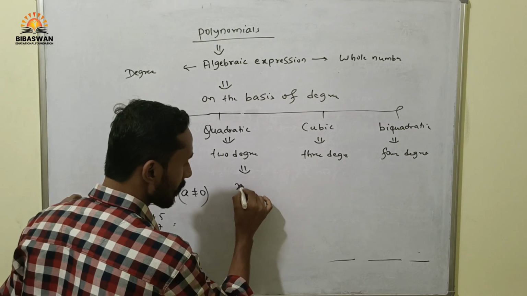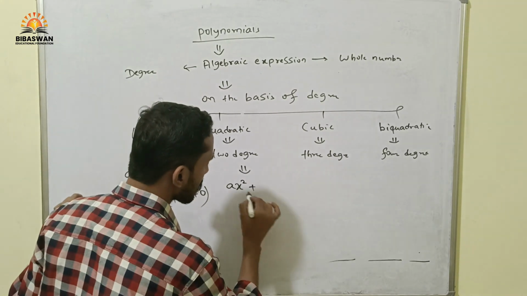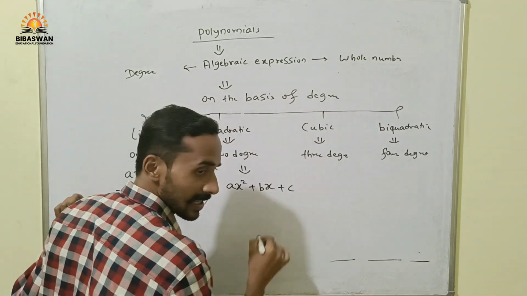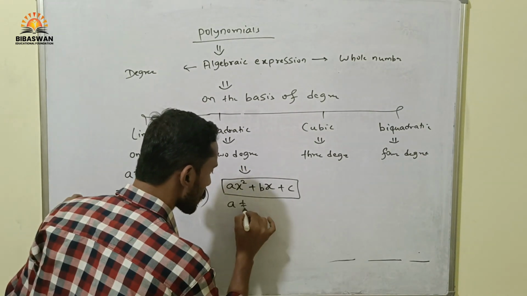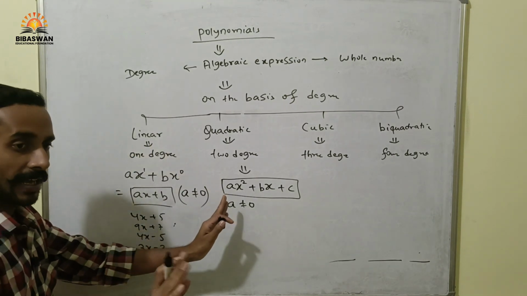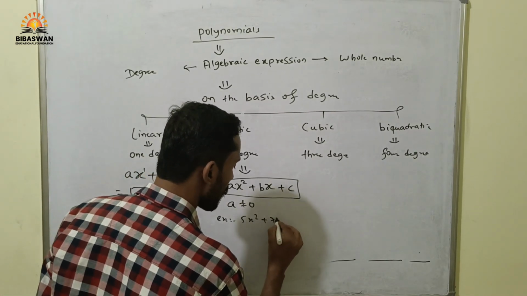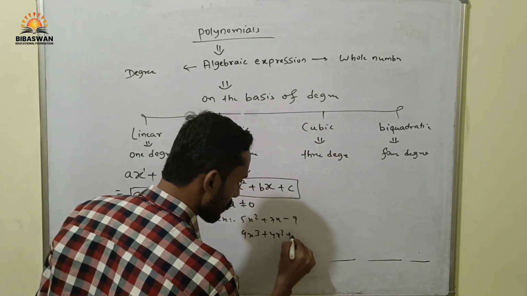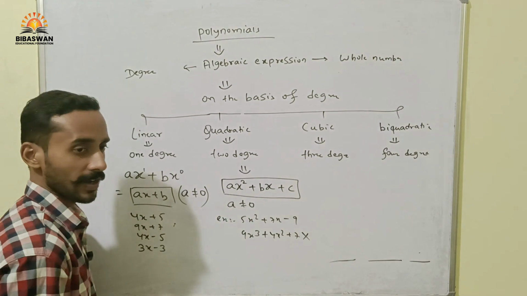Now tell me the form of a quadratic equation. Suppose x is a variable with the highest power x square and a coefficient a, plus x to the power 1 with coefficient b, plus c, the constant term. This is the form of a quadratic, where a should not be equal to 0. b and c may be equal to 0. So maximum terms should be 3, minimum 1. Example: 5x square, 7x minus 9. What about 9x cube plus 4x square plus 7? Is it quadratic? No, the degree is 3, so it is not a quadratic. Understood?